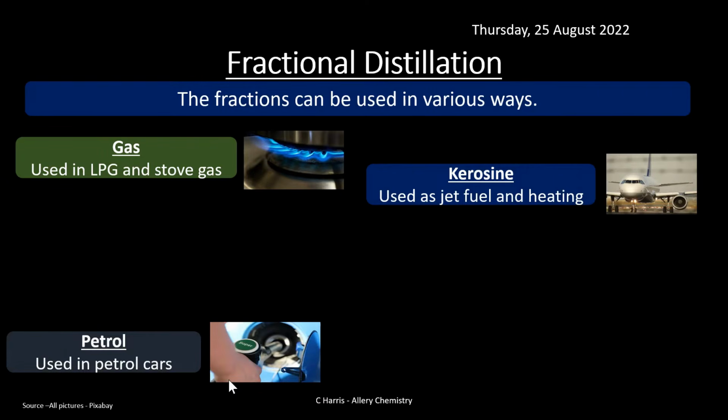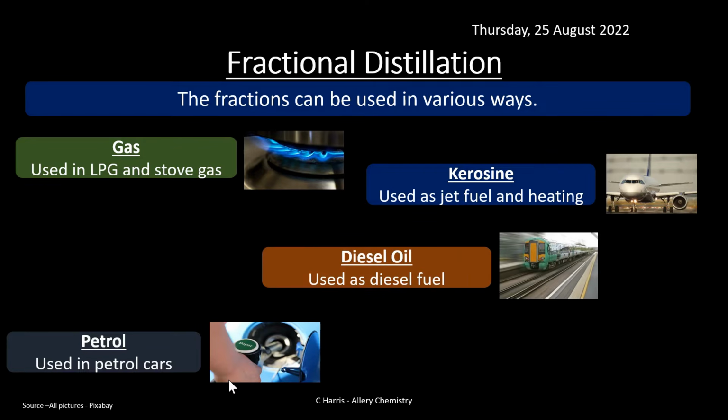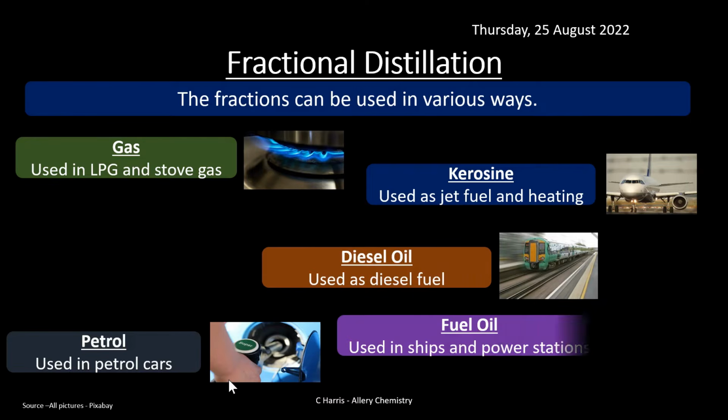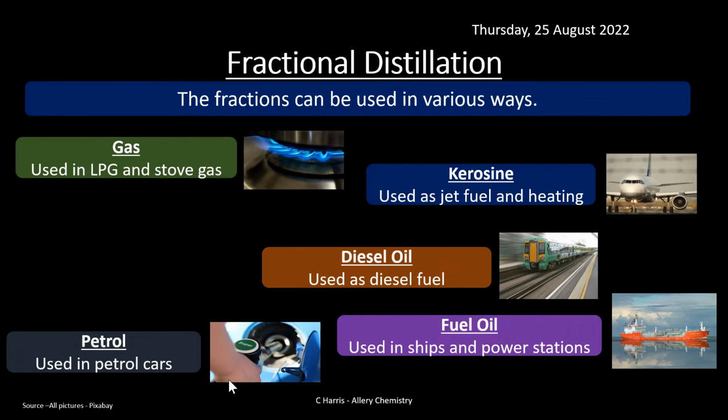Kerosene's used in fuel, jet fuel. It has a slightly longer hydrocarbon chain, a little bit more energy in it. Diesel oil is used in trains, normally ships, so it's quite heavy oil. Fuel oil is used in ships. So diesel oil is a bit thinner, and fuel oil is quite heavy, so lots of energy in there. Obviously, a ship can't be refueling all the time; it's out to sea quite a lot.